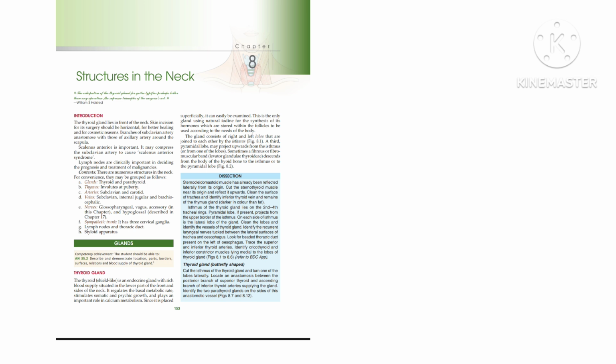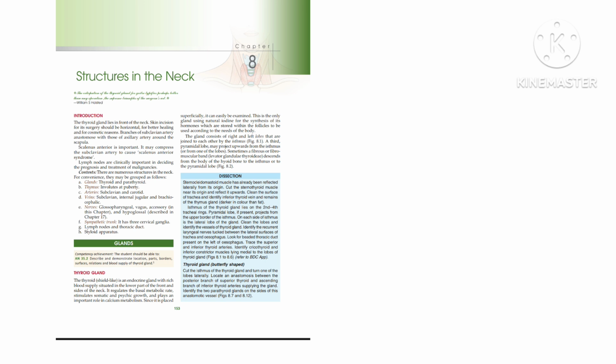Glands. Competency achievement. The student should be able to describe and demonstrate location, parts, borders, surfaces, relations and blood supply of the thyroid gland. 8. Thyroid gland. The thyroid, shield-like, is an endocrine gland with rich blood supply situated in the lower part of the front and sides of the neck. It regulates the basal metabolic rate, stimulates somatic and psychic growth, and plays an important role in calcium metabolism. Since it is placed superficially, it can easily be examined.